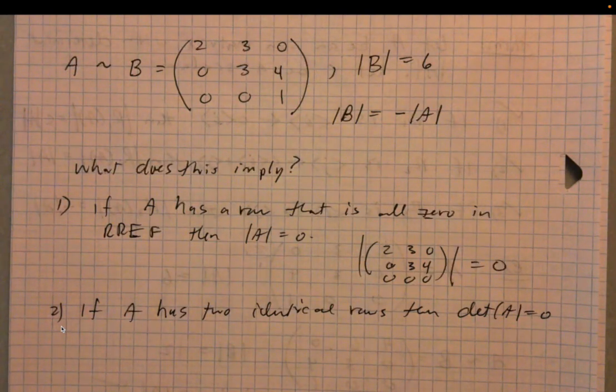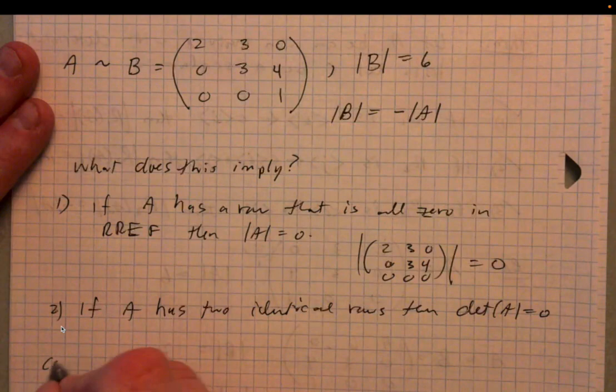Right? The determinant is 0 in those cases as well. Two identical rows is basically saying that one of them is going to be all 0, right, in reduced row echelon form. Okay. All right. And there are other quick corollaries of this theorem, this row operation theorem in relationship to the determinant. Here's another one, which we'll state as a corollary.